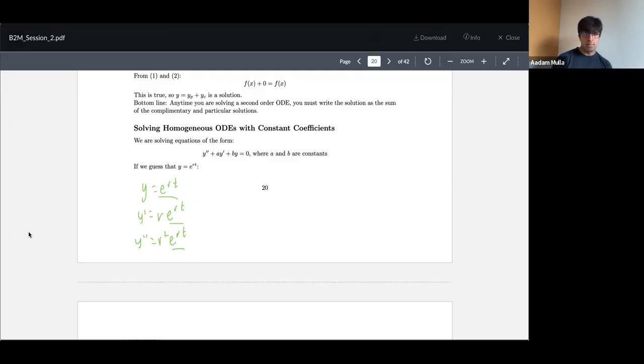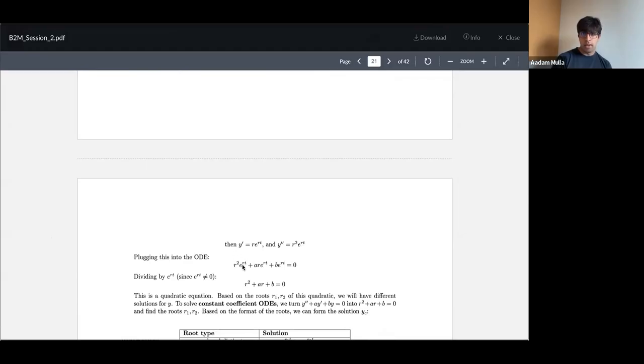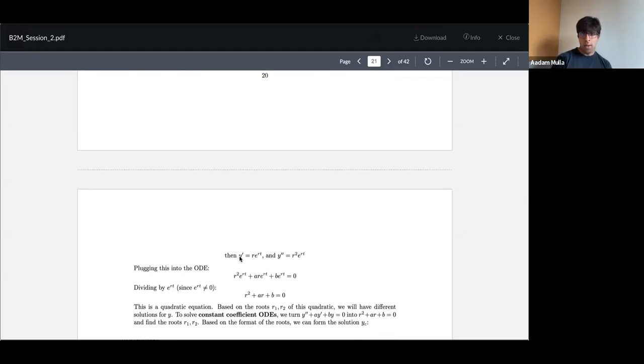Okay, so let's plug in that guess and see what happens. So we guess y equals e to the rt. We plug it in, and remember, y prime is this, and y double prime is this. So pretty much what we get is that y double prime, plus a times y prime, plus b times y equals 0. And we can divide by e to the rt on both sides. So getting rid of these e to the rt's leads us to solving this equation.